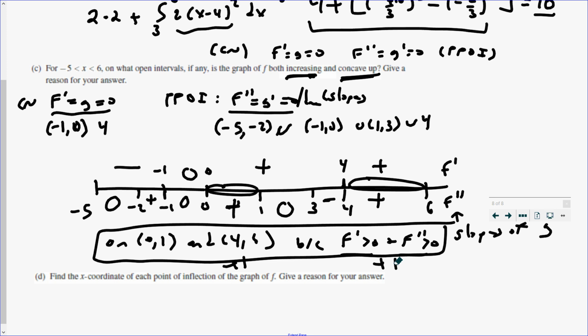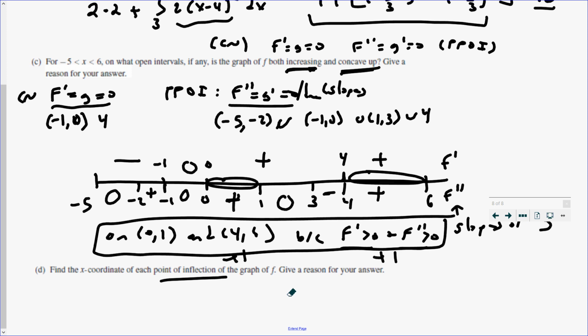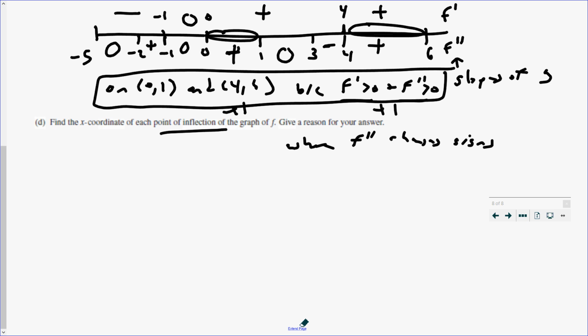All right, and the last one, part D, we shouldn't miss it at all. Find the x-coordinate where there's a point of inflection. Ah, this is nice. This is just where, remember this one? This is just where f double prime changes signs. Okay? So let's see. Is there any place for that? Oh, we get up here. Where do the signs change?